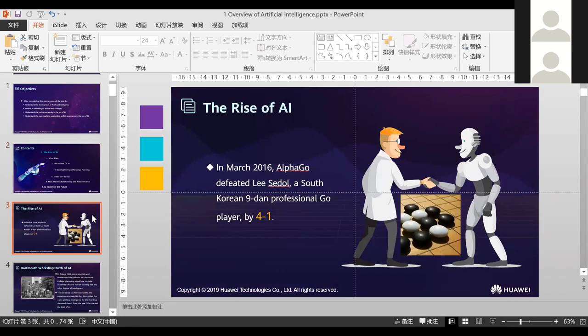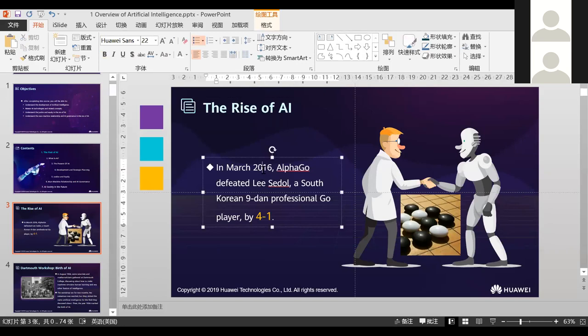So the big news in recent years is, of course, the rise of AI. In 2016, AlphaGo defeated the World Go Champion from South Korea, Lee Sedol, in four out of five games. That is the rise of AI, the point when everyone started to talk about artificial intelligence.